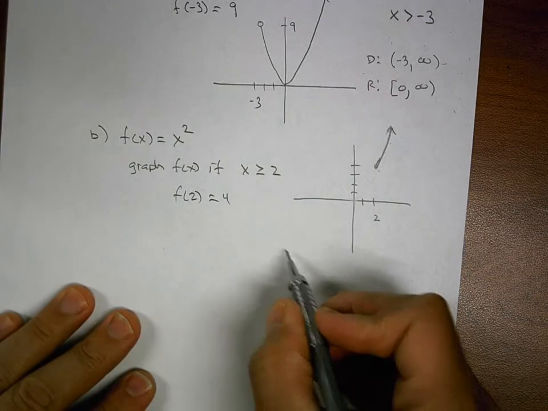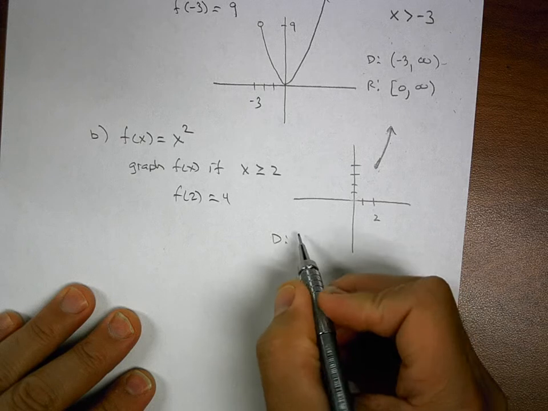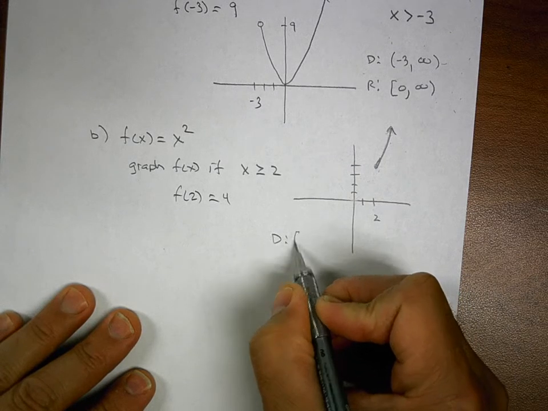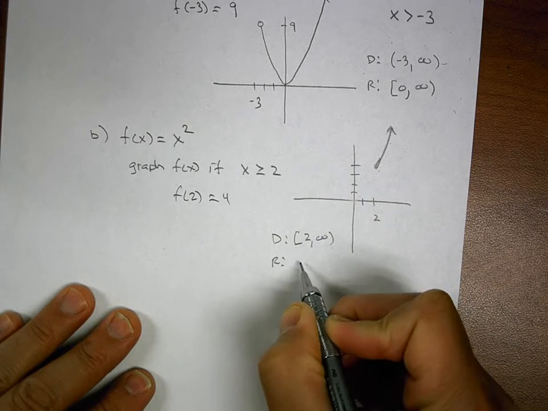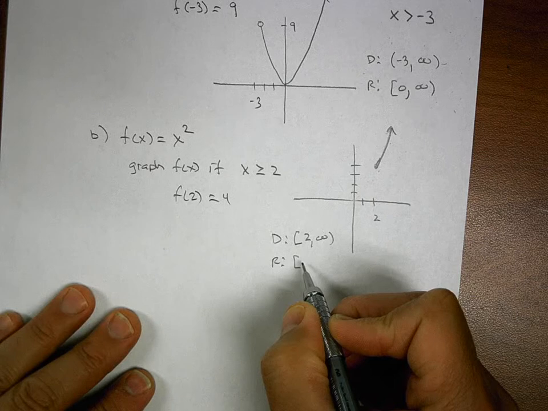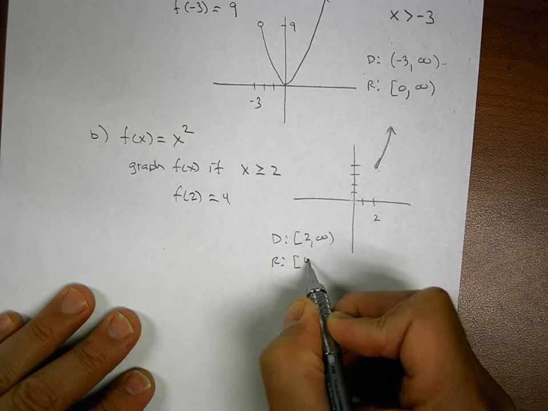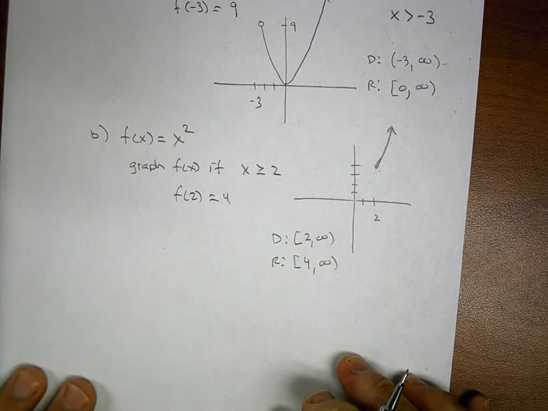Okay. Let's do domain and range. What's the domain? From 2 on. So 2 to infinity. Range is from, where is that at? 4 all the way to infinity. There you go. So there's the domain and range.